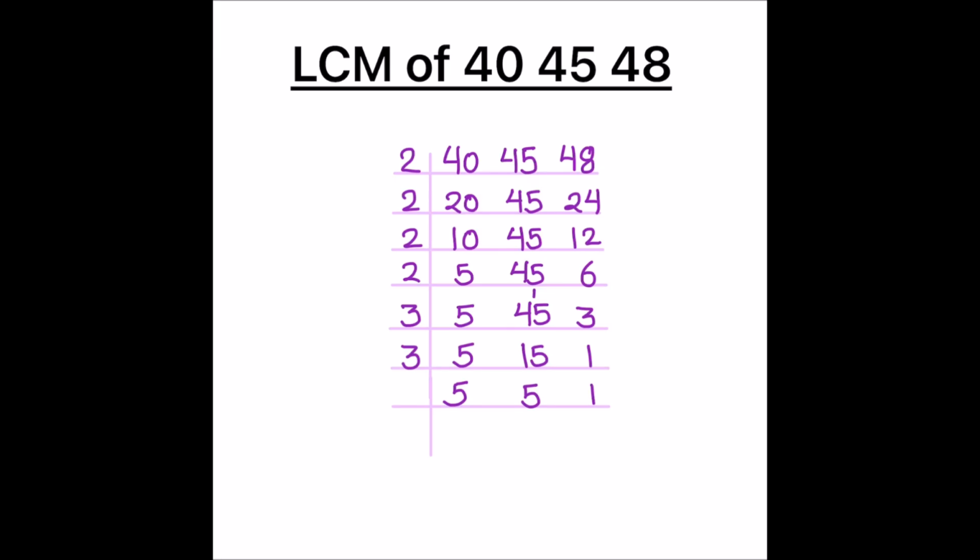Now 5 is prime number, it is only divisible by number 5, so 5 times 1 is 5 and 5 times 1 is 5 and this is also 1. So all the numbers are fully divided.